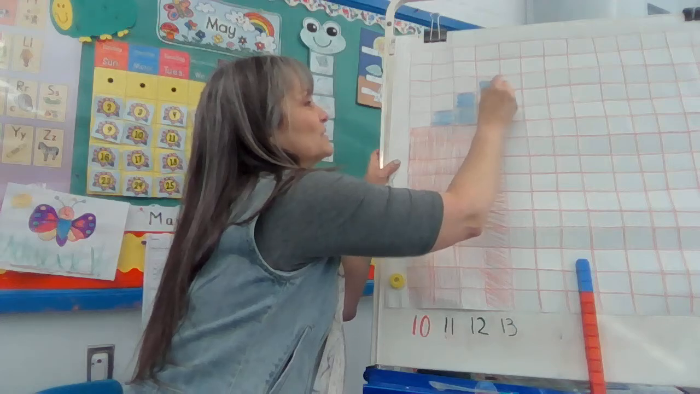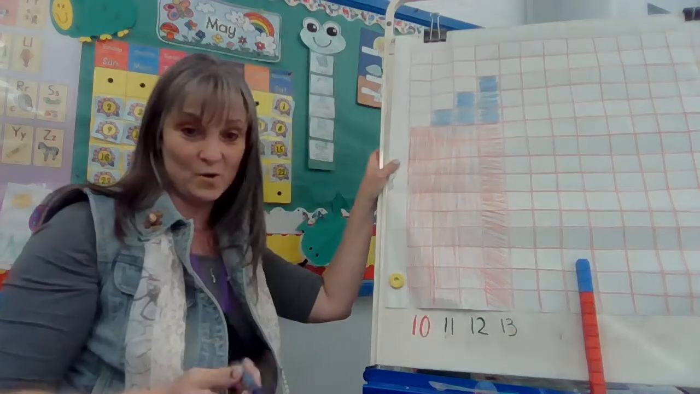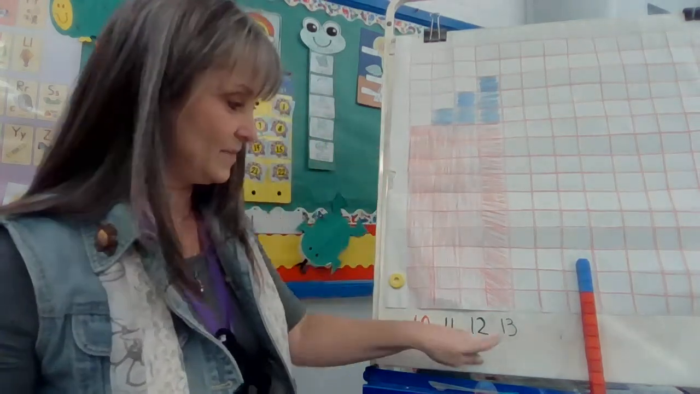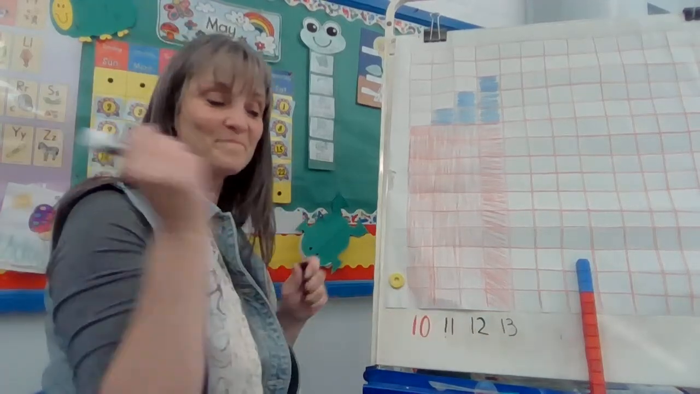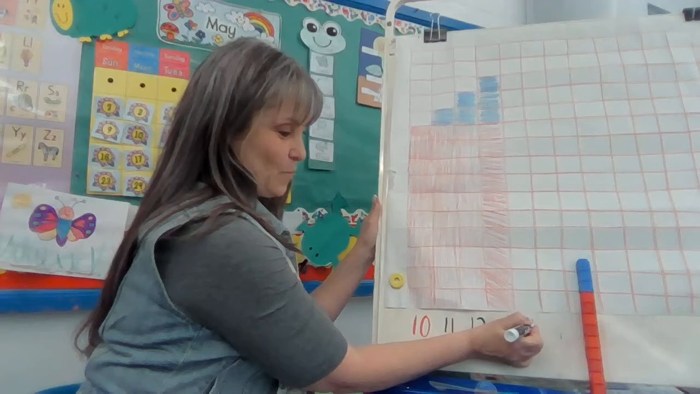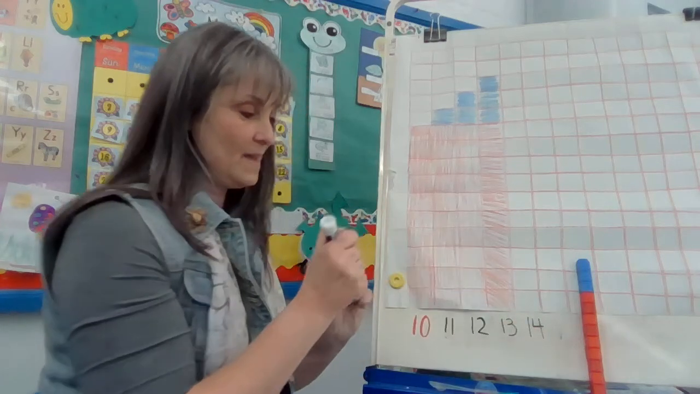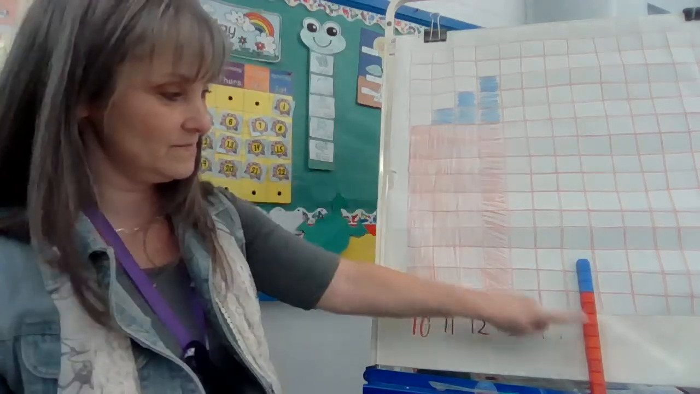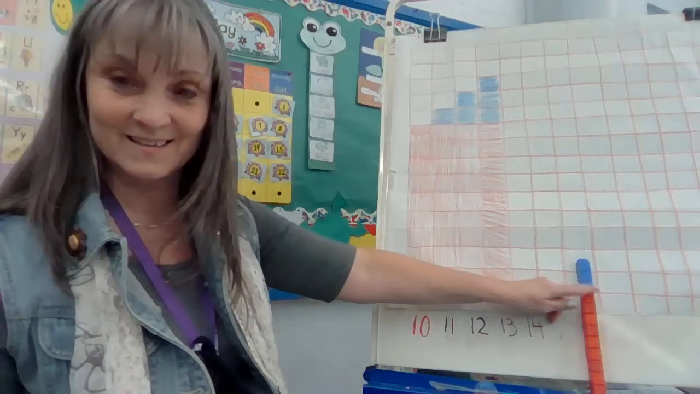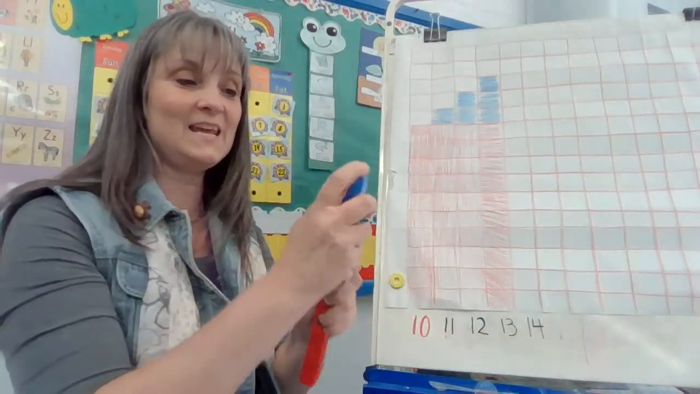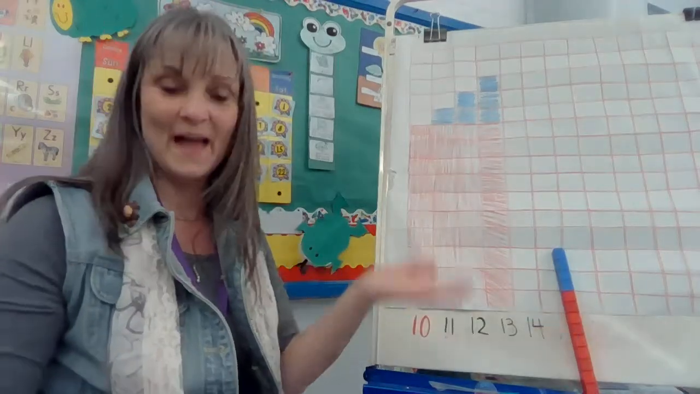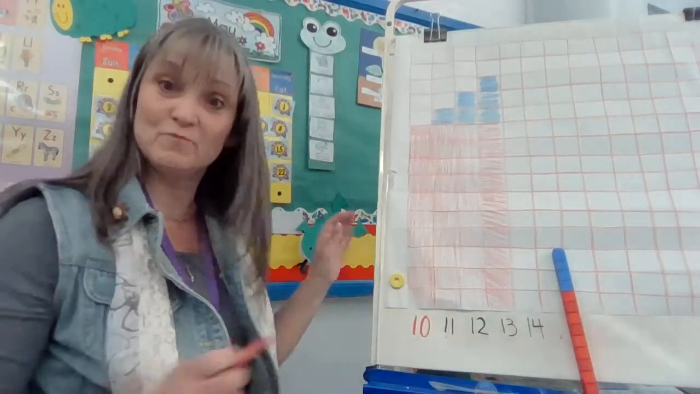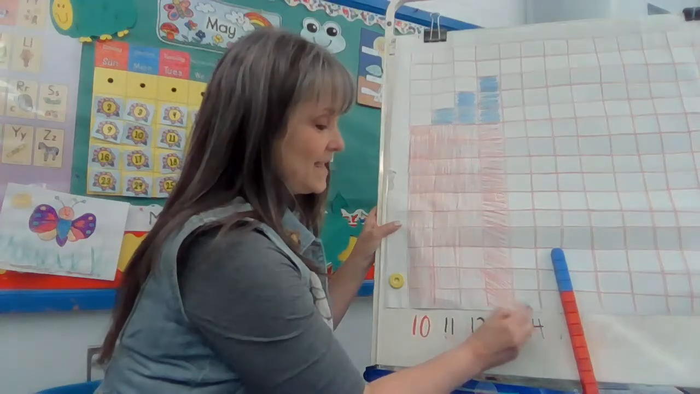1, 2, 3. Okay, let's do the next number together. 13. So 10, 11, 12, 13, 14. 1, 4. That will be 10 and 14 is 10 and 4. Very good. So again, now I take my red crayon. How many reds? The red is 10.